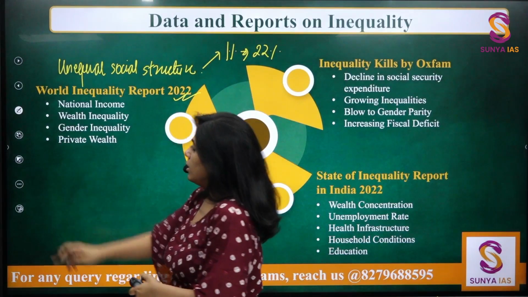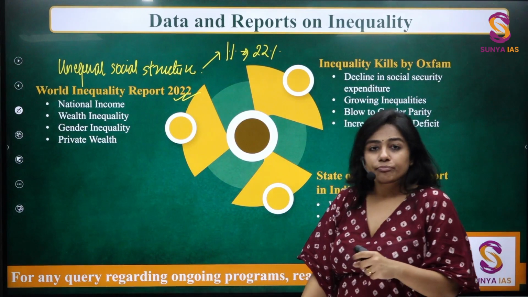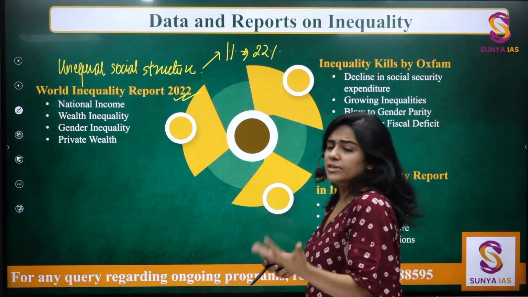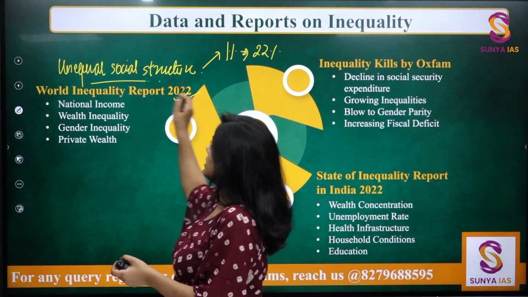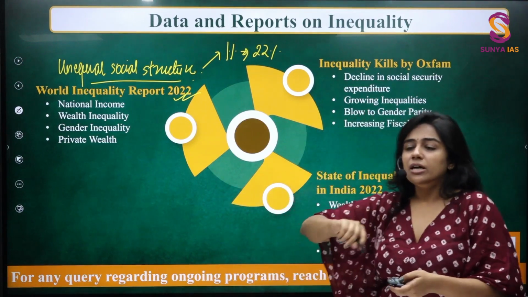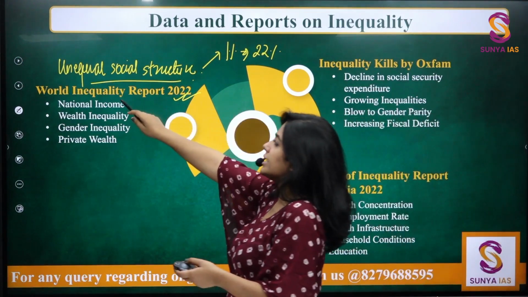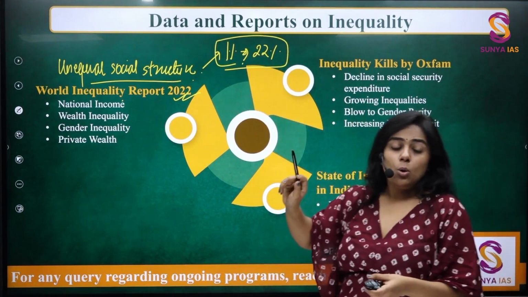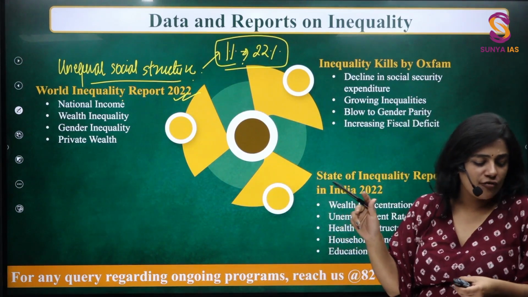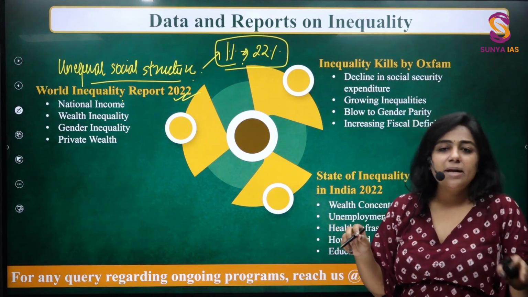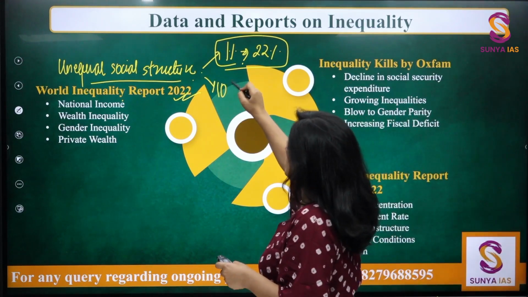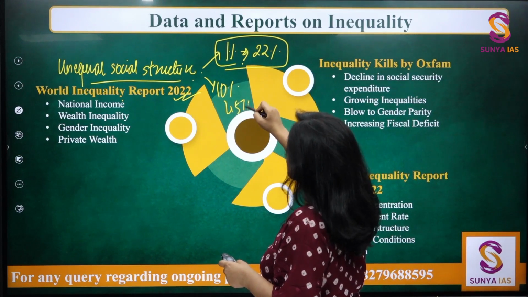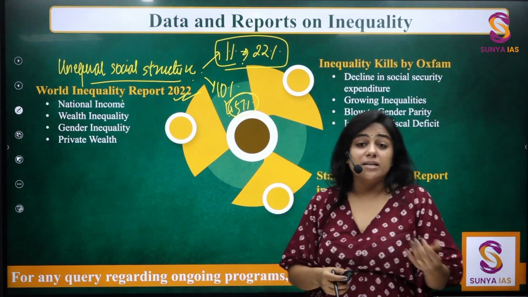Anyway, yes. So when you write what happens when there is income inequality, there is an unequal social structure which is created, wherein according to the World Inequality Report, 1% of the Indian population owns 22% of national income and 10% of the Indian population owns 57% of national income.